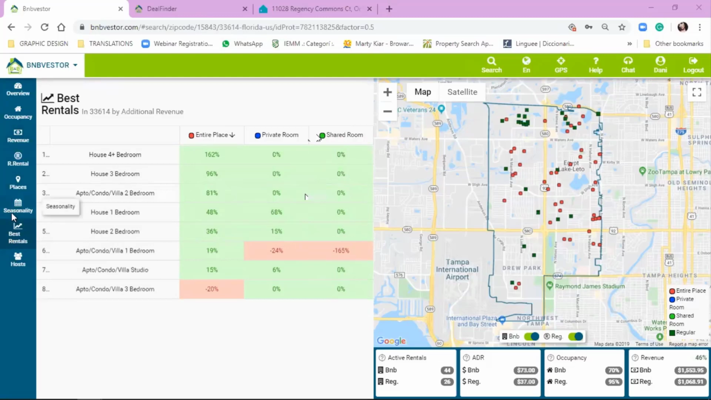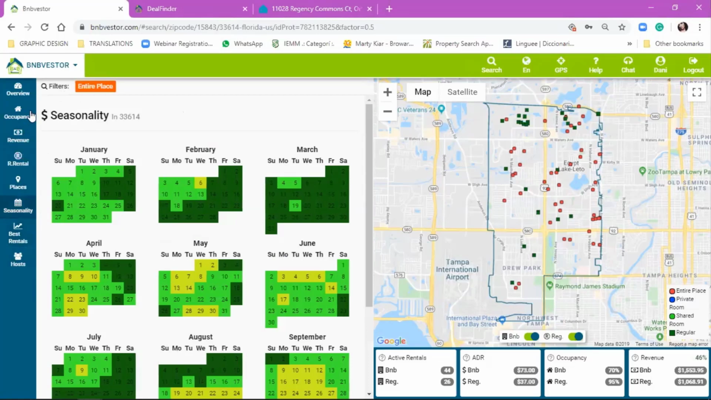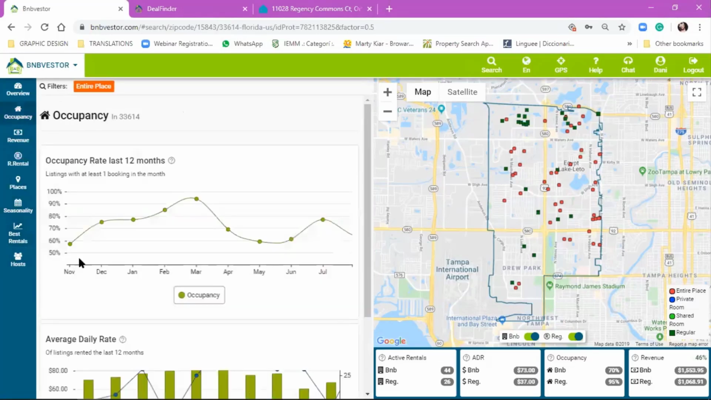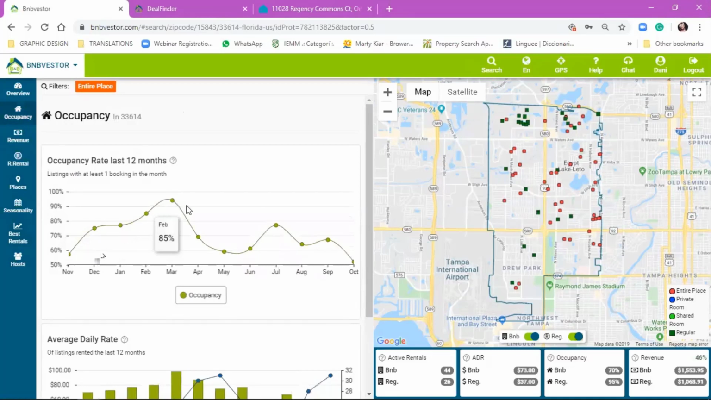Okay, I'm going to go into our occupancy. Let's take a look over here. You see that for this zip code, it maintains a high season from December to February, high season referring to 75. You can even see that from December to March you have a long season where you can rent your listing, and you will be getting your ROI, return of investment, guys.